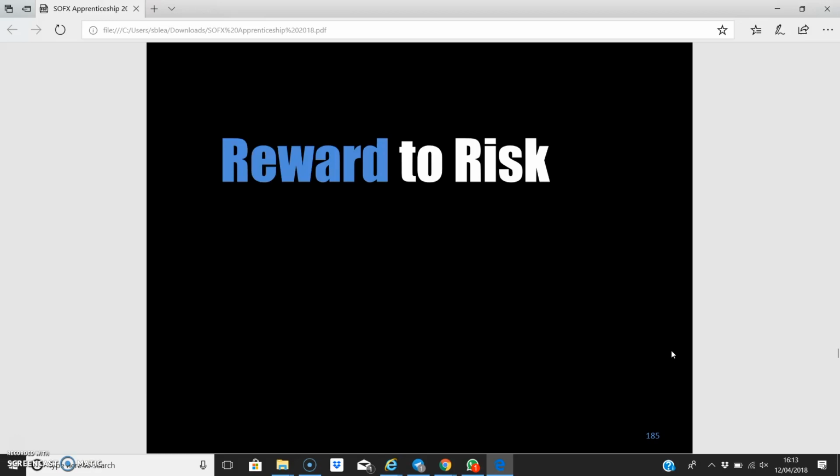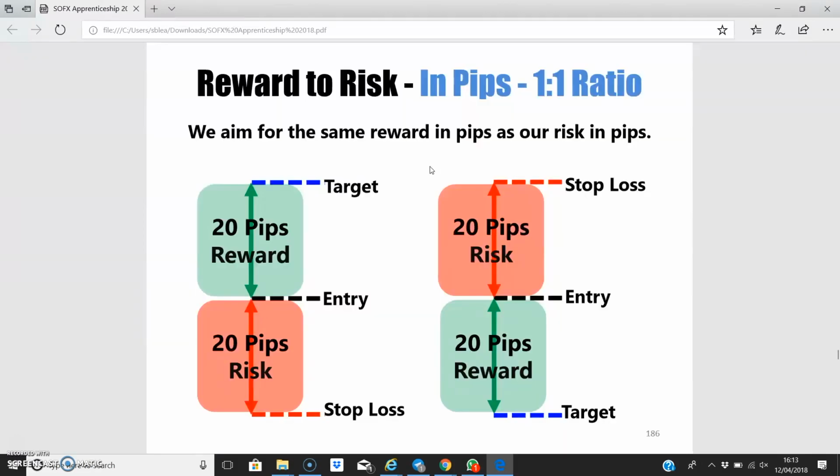In this section, we will be looking at reward to risk. Reward to risk in pips, we use a 1-to-1 ratio. We aim for the same reward in pips as our risk in pips. For example, with a buy, we have a 20 pip reward from our entry, and we also have a 20 pip risk from our entry.